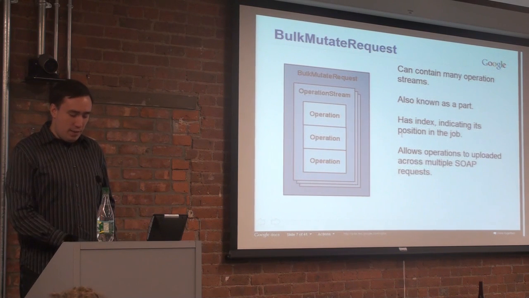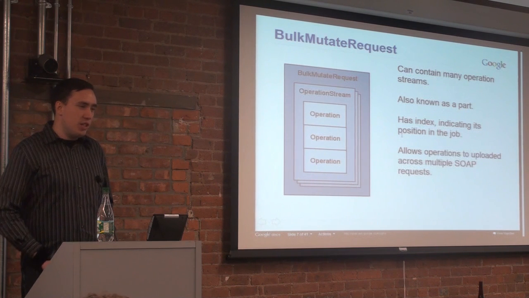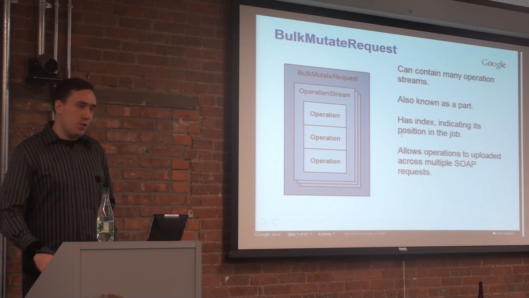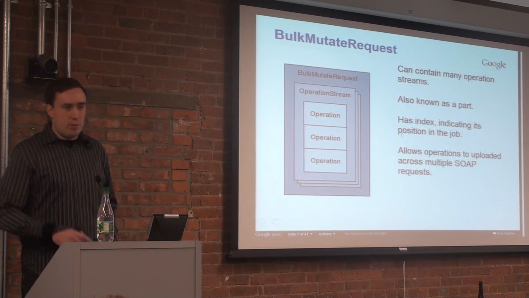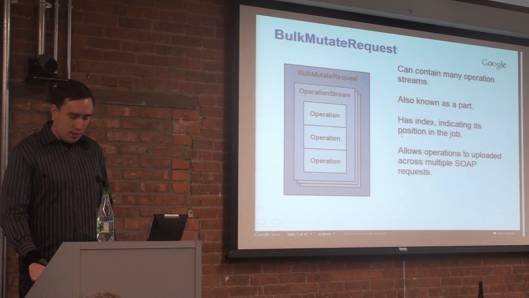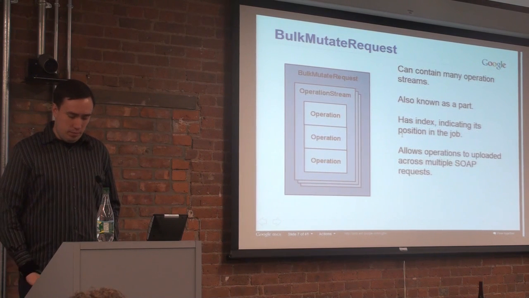Each of these bulk mutate requests has an index on it, which just indicates in what position of the job this part lives. So if you have so many streams and you need to make 3 different requests, you create one bulk mutate request with part 0, 1, 2, and that's how you get all of your operation streams uploaded to the server.